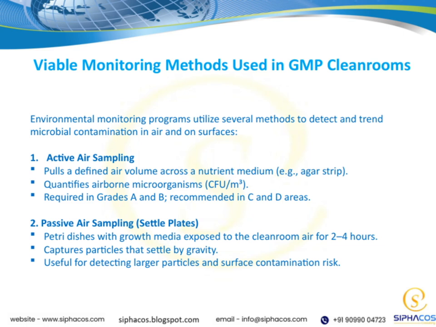First, we have active air sampling. This method involves pulling a specific volume of air across a nutrient medium, like an agar strip. The idea is to capture and grow any microorganisms present in that air sample, allowing us to quantify the airborne microbes in terms of colony-forming units per cubic meter, or CFU per cubic meter.